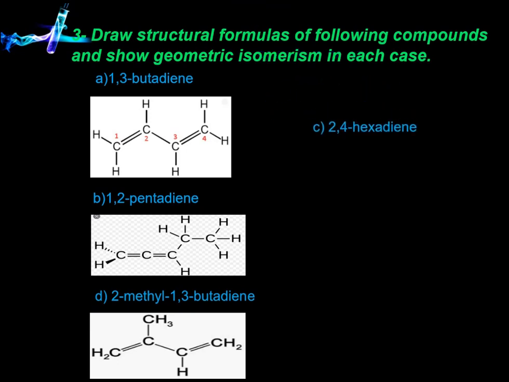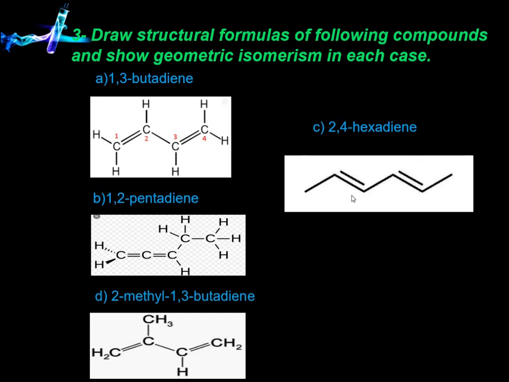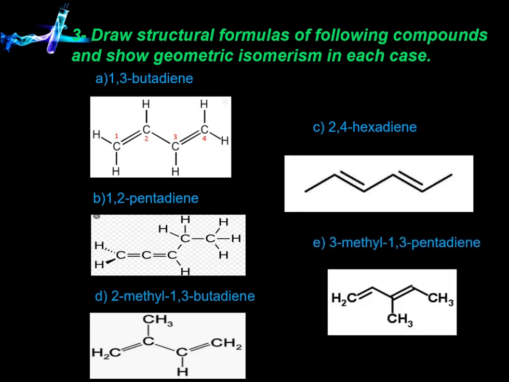Part C is 2,4-hexadiene. The structure of 2,4-hexadiene is drawn over here. You can draw the structural formula as well. 1, 2, 3, 4, 5, and 6 carbon atoms, which are holding at position number 2 and at position number 4 there are 2 double bonds. The last part is 3-methyl 1,3-pentadiene. We have to number it from this side. This is carbon 1, 2, 3, 4 and 5. At position number 1 and position number 3 there are 2 double bonds and there is a methyl group at position number 3.